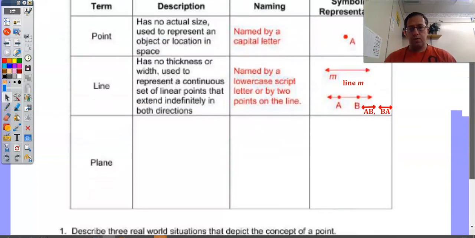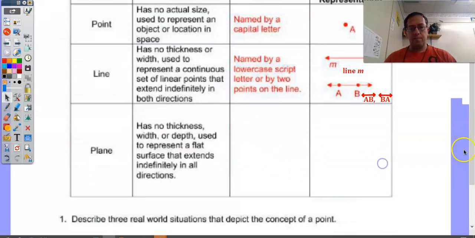All right. So what about a plane? A plane has no thickness, no width, no depth. It is used to represent a flat surface that extends infinitely in all directions. So a good example of a plane would be like a piece of paper, right? It's very, very thin, but it's actually too thick to be a plane because a plane has no thickness at all. And if this paper went on forever in all directions, that would be a plane, all right?